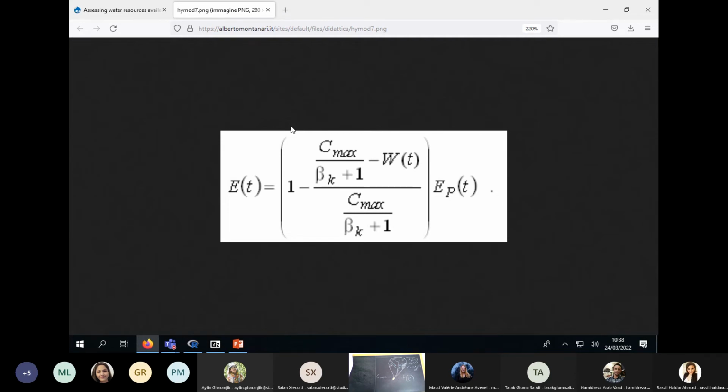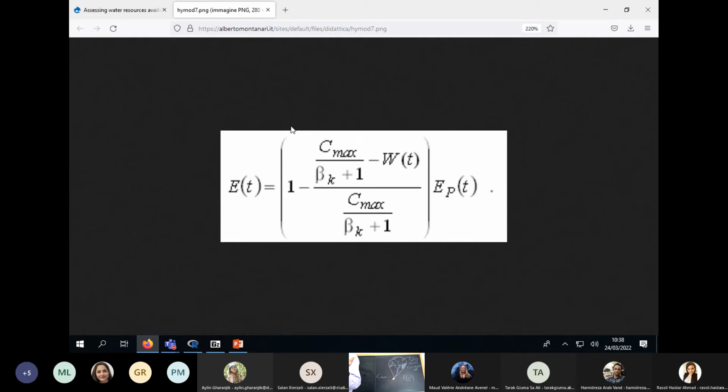So here, first of all, you see WT. WT is the storage in the catchment. You understand why I want to compute in IMOD WT, because I have to plug it in here. And what is here? Cmax divided by beta K plus 1. It's the max of WT. So at the numerator of the second addendum between the round parentheses, I repeat, at the numerator you see Cmax divided by beta K plus 1, the max value of WT, minus WT. So this difference that you see at the numerator is a water deficit with respect to saturation.